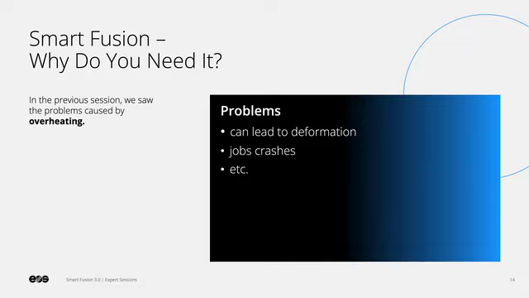In the previous session, we saw the problem caused by overheating. This gives rise to two fundamental problems. It can lead to deformation of parts, and there is a risk of job crashes. With Smart Fusion, a feature of EOS State Exposure OT, EOS offers a real-time heat management solution. In this session, I would like to take you on a little journey behind the scenes.